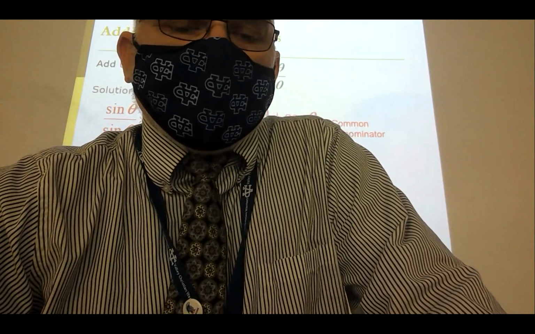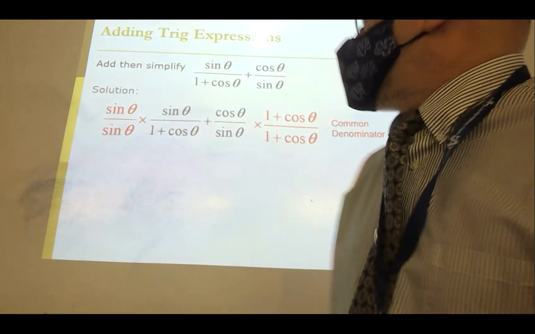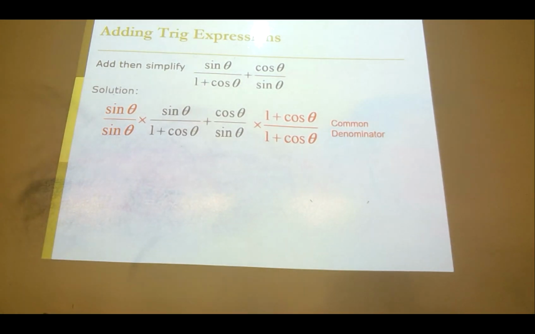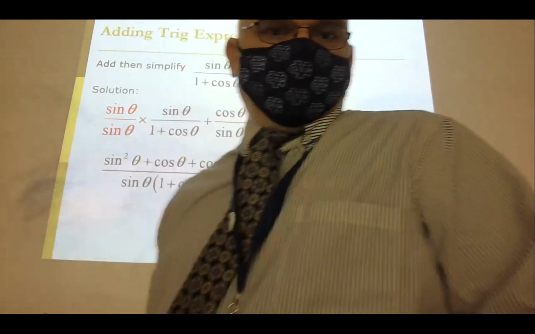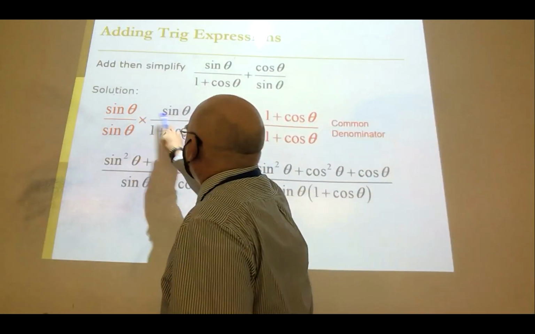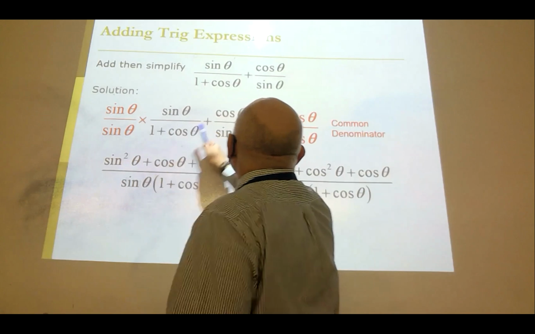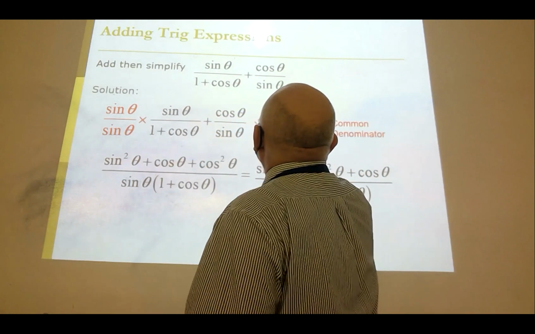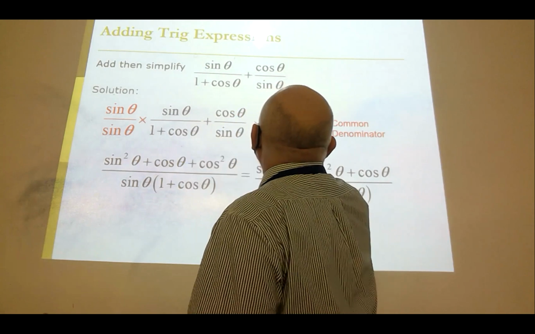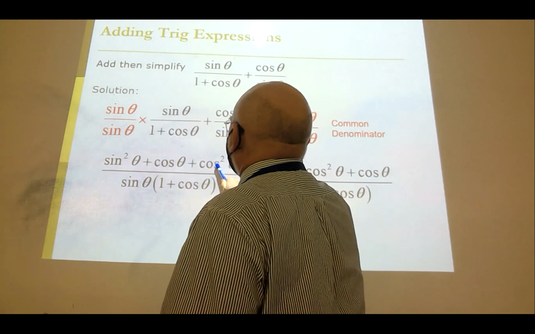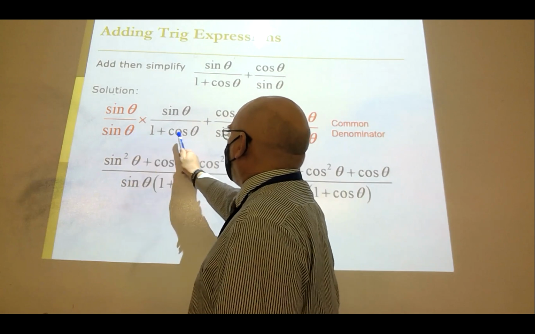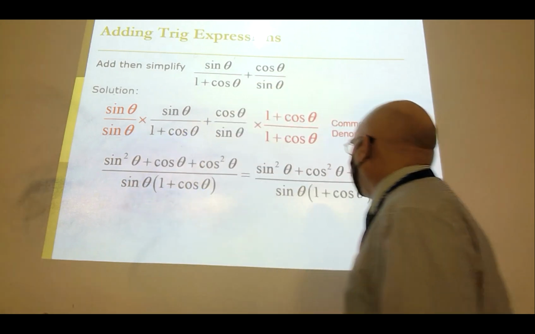So I'm going to multiply the first times sine over sine. And I'm going to multiply the second times 1 plus cosine over 1 plus cosine. Just like we did back in algebra, trying to find a common denominator. So now I can multiply. Sine times sine gives me sine squared. Cosine times 1 gives me cosine. Cosine times cosine gives me cosine squared. And my common denominator is sine times 1 plus cosine.